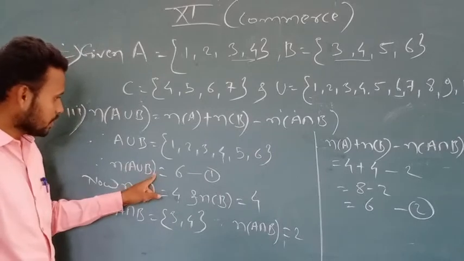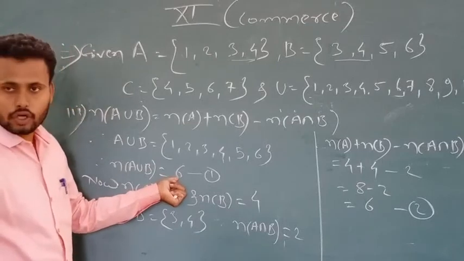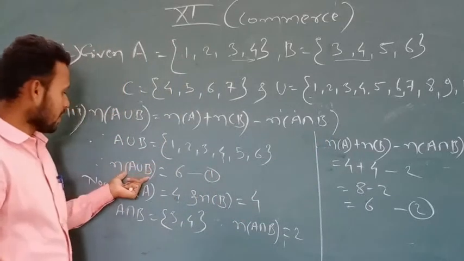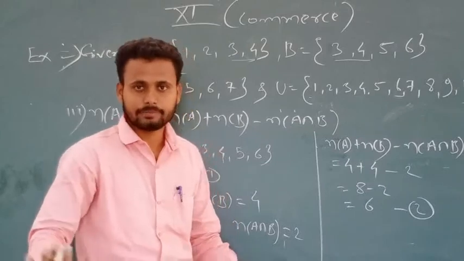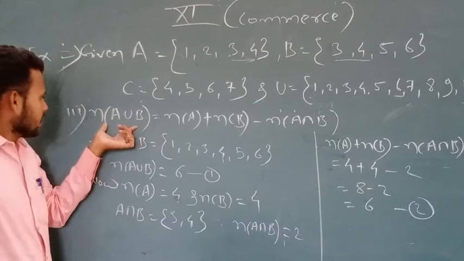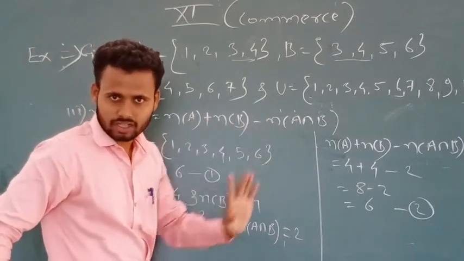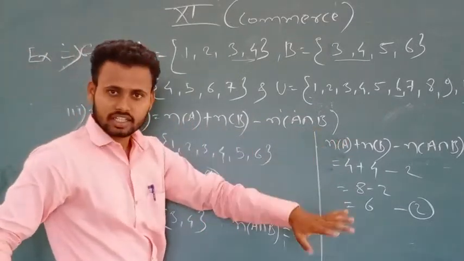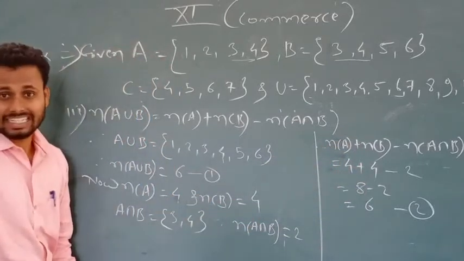Now from equation first and from equation second we observe that equation first value is 6, equation second value also 6. Therefore we say that n of a union with b is equal to n of a plus n of b minus n of a intersection with b. What did we have to find? n of a union with b is equal to n of a plus n of b minus n of a intersection with b. First we found the LHS, which is equation first. Next we found this, which is equation second. From 1 and 2, right hand side is same, therefore RHS also same. Therefore we said left hand side also same.